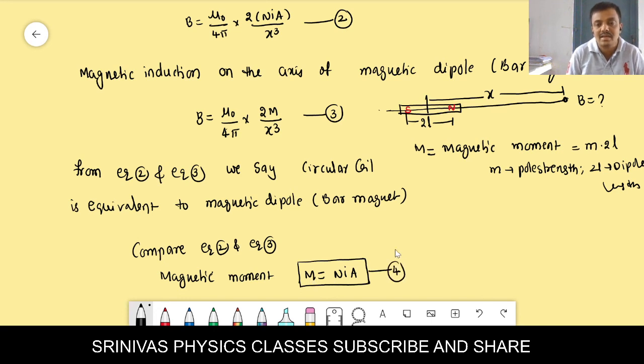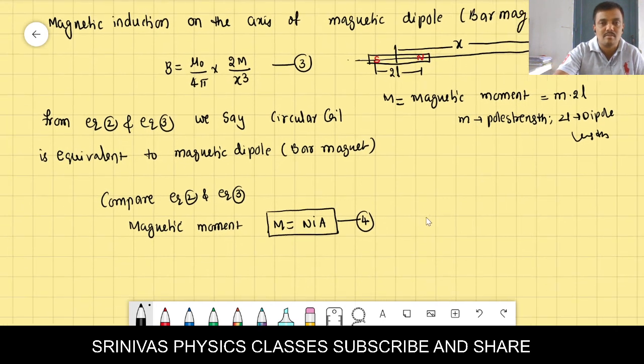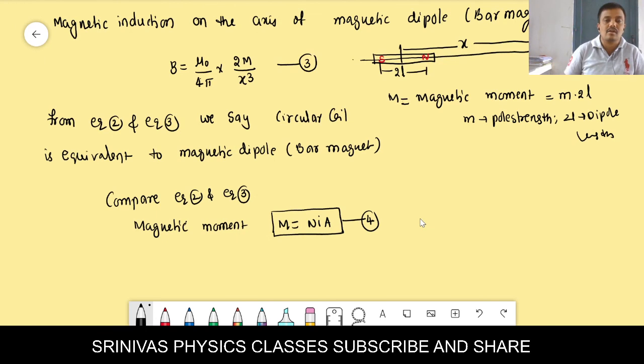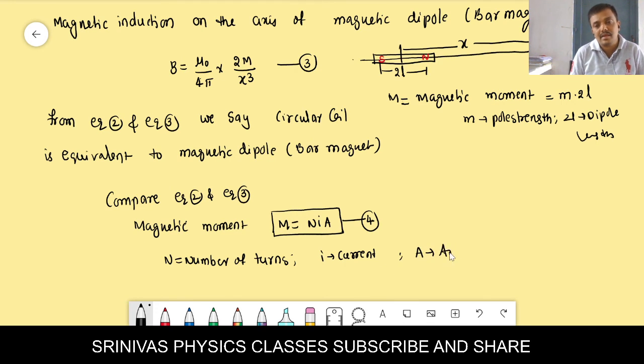What is N here? N is the number of turns in the coil. A bar magnet has a magnetic moment, it is a common phenomenon, but here a circular coil also has a magnetic moment. Its magnetic moment formula is NIA, the magnetic dipole moment, where N is the number of turns, I is the current in the coil, A is the area of the coil.